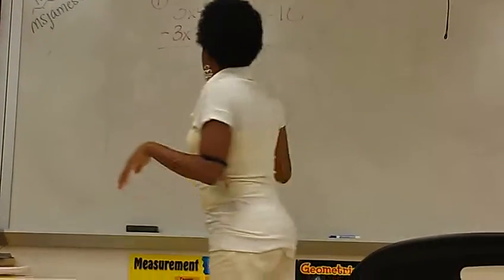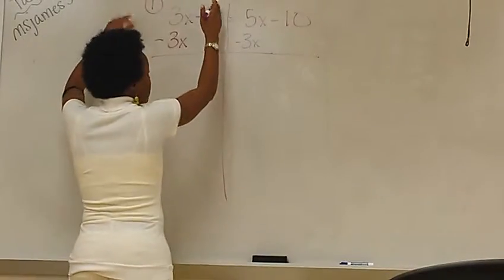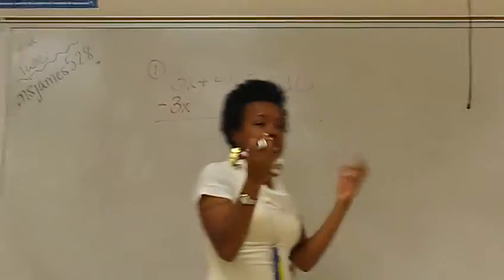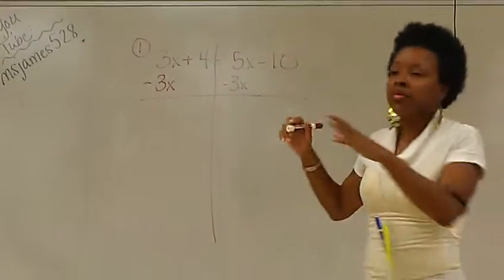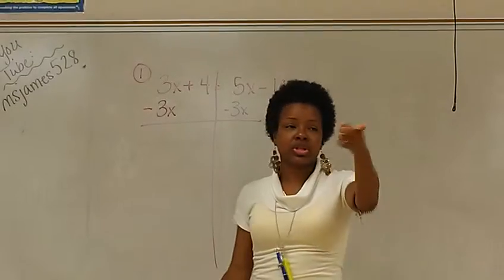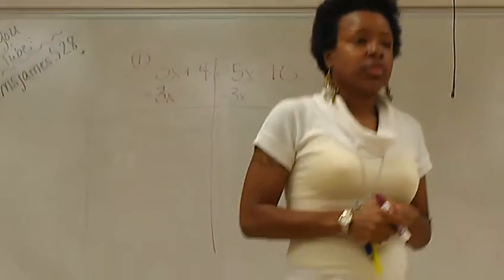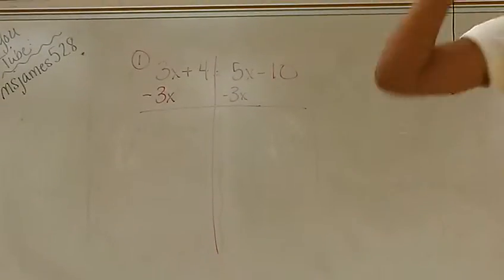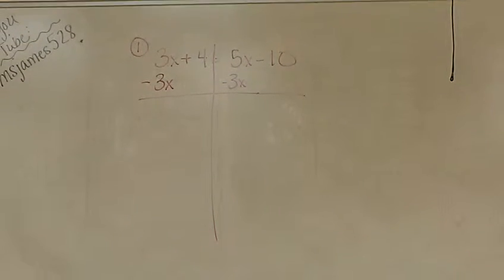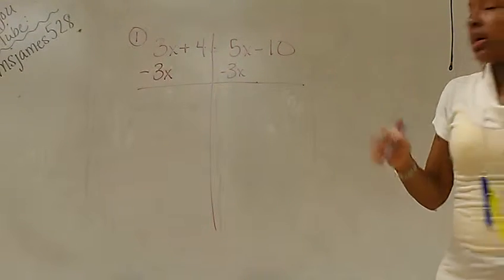Just kidding. If you have variables on the same side of the equation, you just put them together, whether it's addition or subtraction or whatever. But if they're on opposite sides, that's when you do the opposite operation. Doesn't matter. If they're on opposite sides, you have to do the opposite operation.